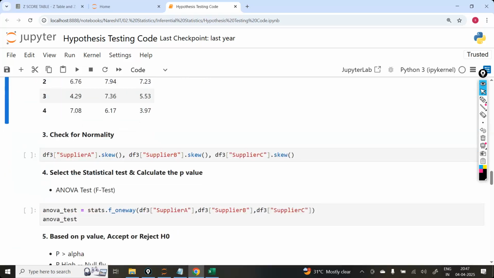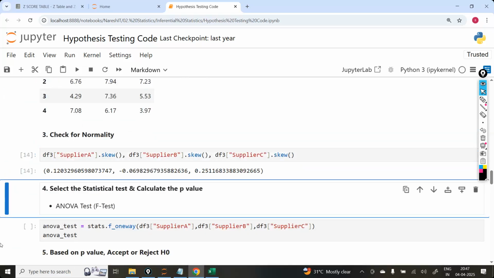Now check for normality. I'm going to check for normality. For A, the skewness is 0.12, which is normally distributed. For B, what is the skewness value? Minus 0.06, that is also normally distributed. Sir, minus? No sir, I told you now, minus 1 to plus 1. Next, 0.25, this also comes under minus 1 to plus 1. So this is also normally distributed. So all 3 columns are normally distributed.